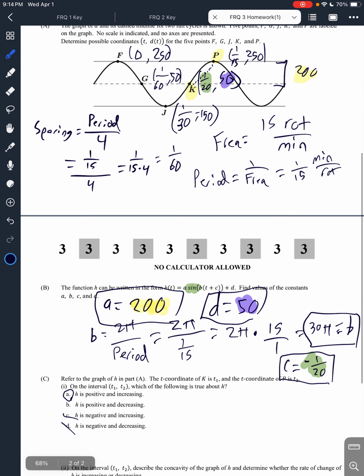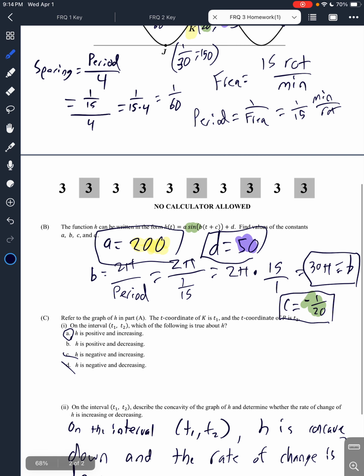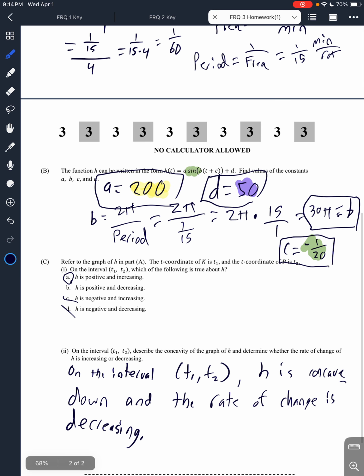If you said something here about the rate of change being positive and decreasing, you would still get the point. But if you said negative and decreasing, even if you had exactly what I had here and you said the rate of change is decreasing and negative, the entire thing would be wrong because you put one wrong thing in your answer. So only write down what they ask for. They asked for concavity and whether the rate of change is increasing or decreasing. So I have the rate of change is decreasing and H is concave down. No more than that.